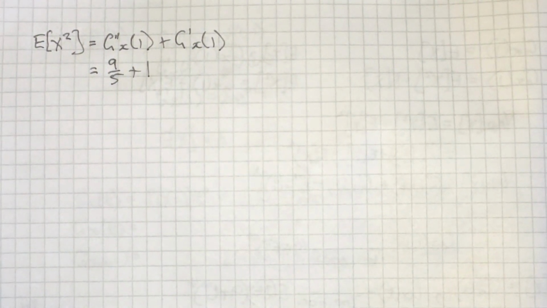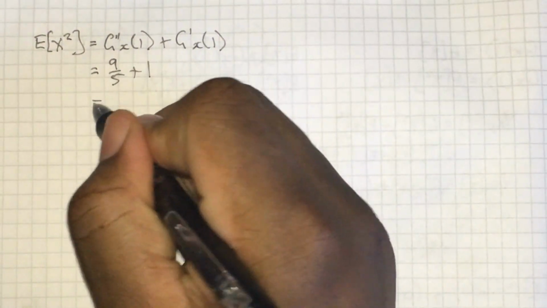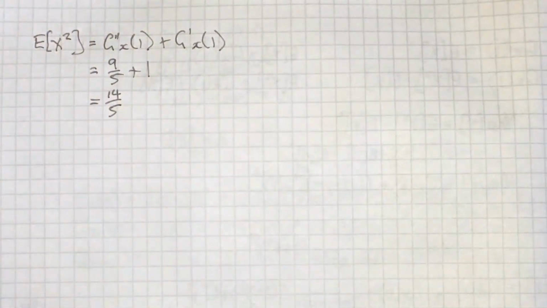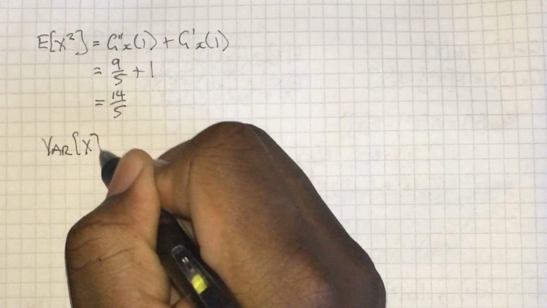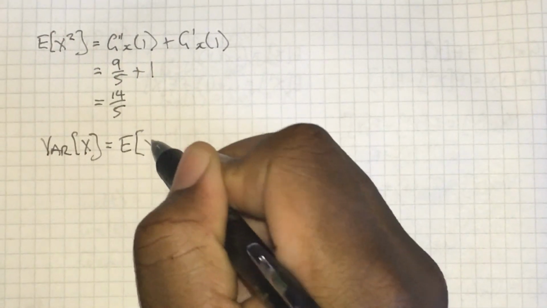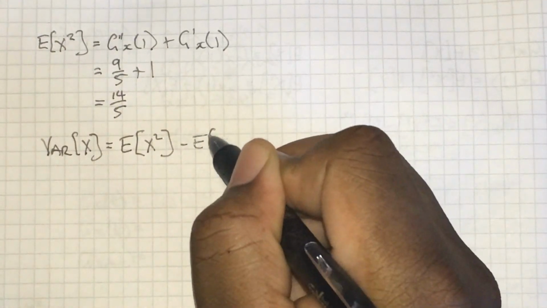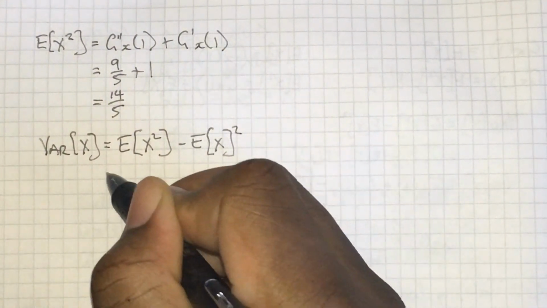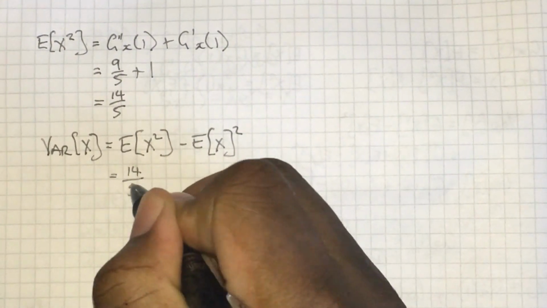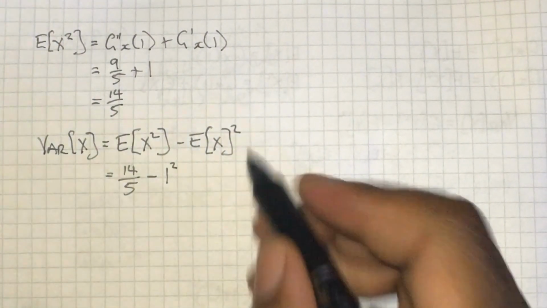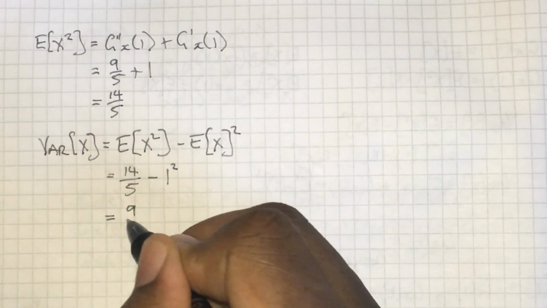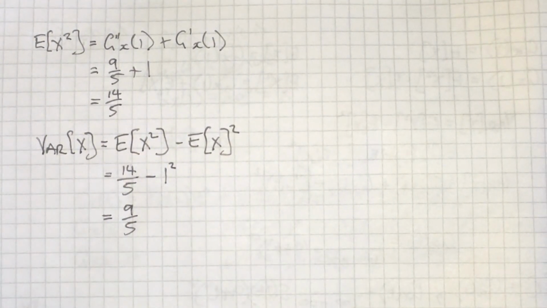Now I'm ready to use my variance formula, my original traditional variance formula, the one that I've committed to memory from a long time ago. And I'm just going to substitute in my E of X squared value and my E of X value and make use of the formula. So it's 14 over 5 minus 1 squared, which takes us back down to 9 over 5. So the variance of X is 9 over 5.